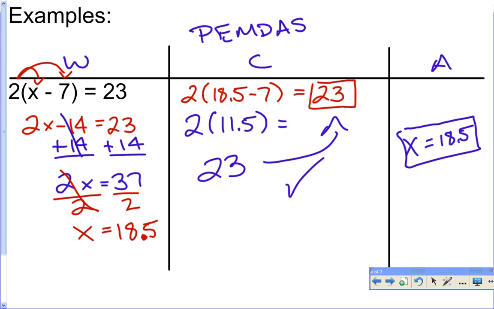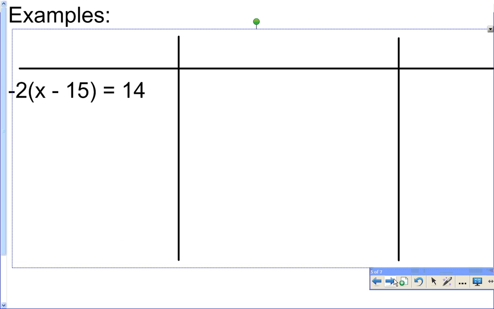If you're not in my class and you're watching this video, this column, the W stands for work, the C stands for check, the A stands for answer. So we do our work over here, we check our answer here, and then we rewrite the answer over here just to make it clear. All right, let's look at the next example.